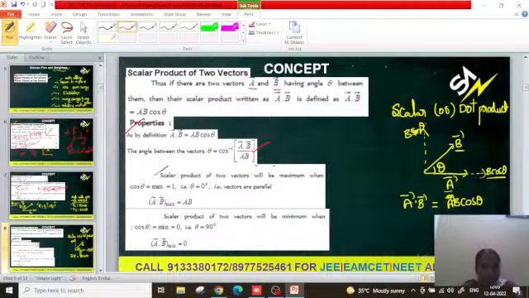Next, under the properties of the scalar product, it is a very important property. The scalar product of the two vectors will be maximum when cos theta is maximum. That is, when theta is 0, it means the vectors are parallel. If you are given parallel vectors, then you can apply the property of scalar product.